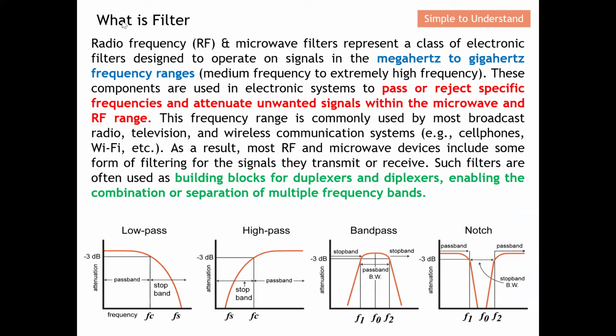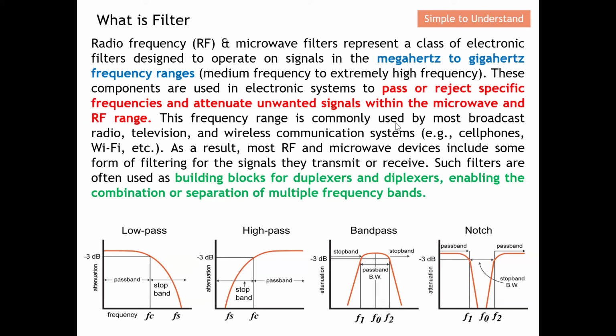What is actually a filter? RF or microwave filters represent a class of electronic filters designed to operate on signals in the megahertz to gigahertz frequency band. So basically this is the band for RF or microwave. They work in the frequency range of mega all the way to gigahertz, which is the medium frequency all the way to the extremely high frequency. These components are used in electronic systems to pass or reject specific frequencies and attenuate unwanted signals within the microwave and RF range. I will explain this based on the four types of filter.